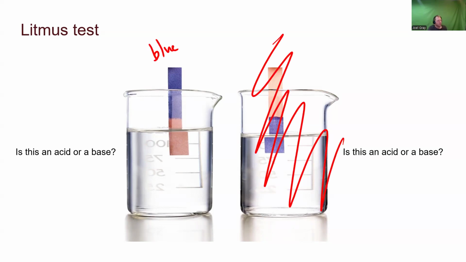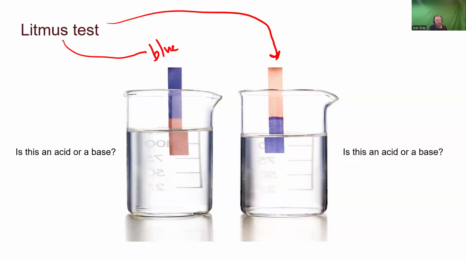There is also litmus paper that is blue or pink. Whenever you take blue litmus paper and dip it into one type of solution, it will change to pink. And whenever you take red or pink litmus paper and dip it into a solution, it will give you a blue appearance. So you use blue litmus paper to detect acids. You use red litmus paper to detect bases.